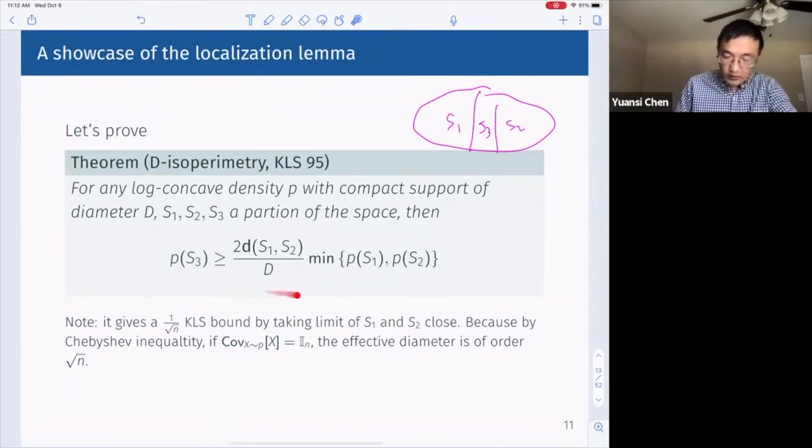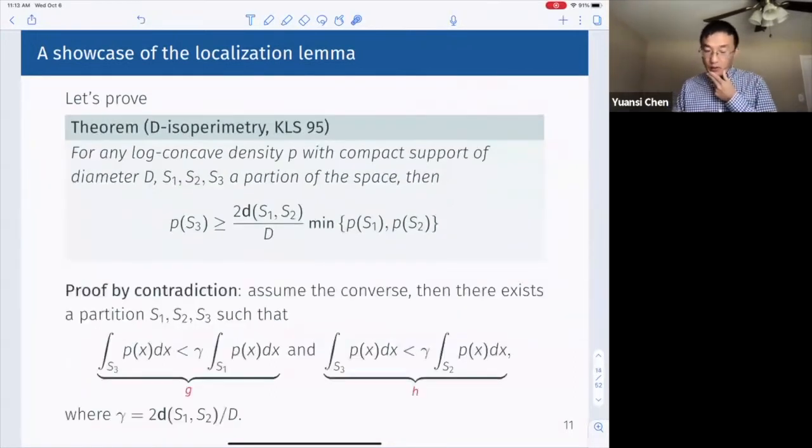So let's try to prove this diameter isoperimetric inequality using the localization lemma. The proof goes by contradiction. So first you assume the converse: you assume that there exist S1, S2, and S3 so that this inequality is not satisfied. So instead of larger than, you have less than. And then this will be our G and H. Basically, assuming the converse, you get two integrals that integrate to be positive.